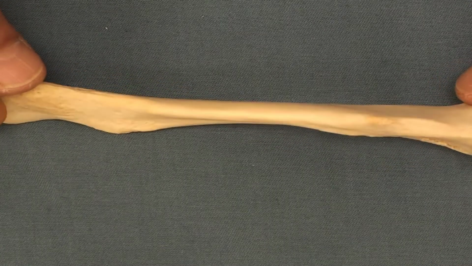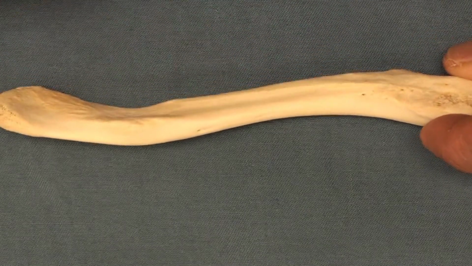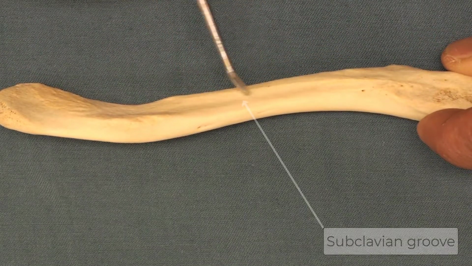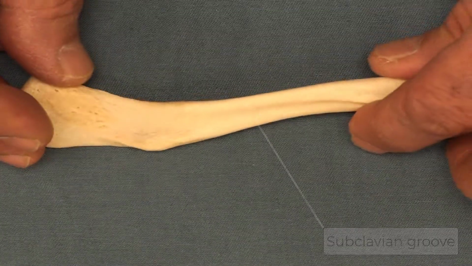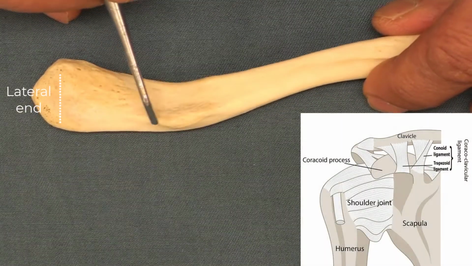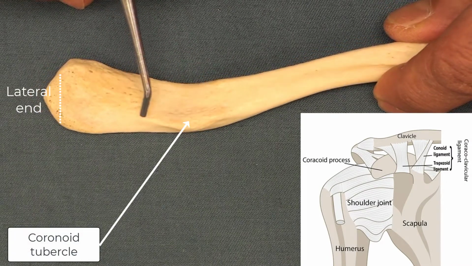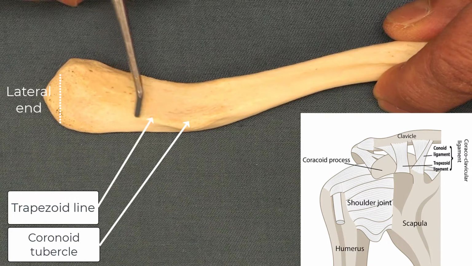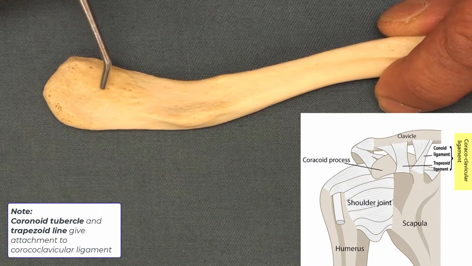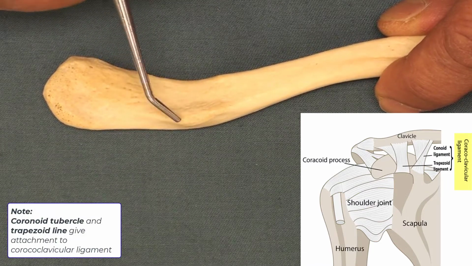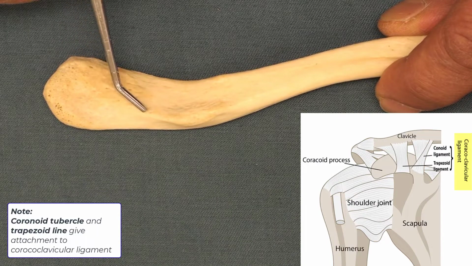But when you look at the inferior surface of the bone right here, we can see a groove right there, a subclavian groove. And then on the lateral end, we have two bony landmarks we want to learn: the conoid tubercle and trapezoid line. These two give attachment to the coracoclavicular ligament with two parts. The conoid ligament attaches here and the trapezoid ligament attaches there.